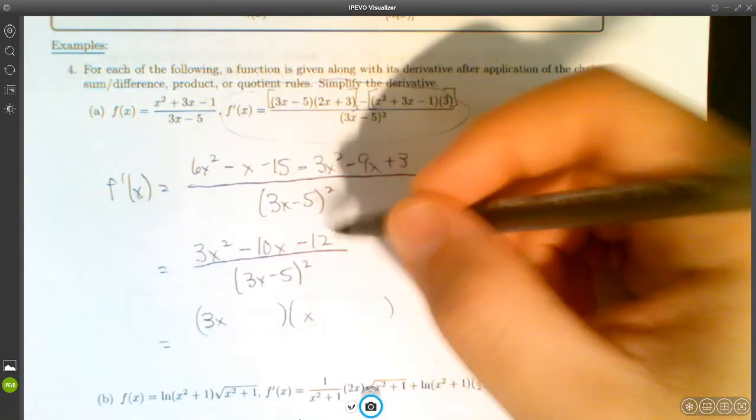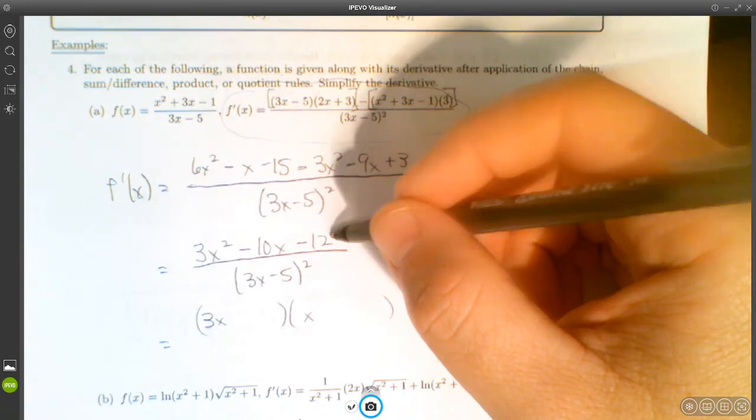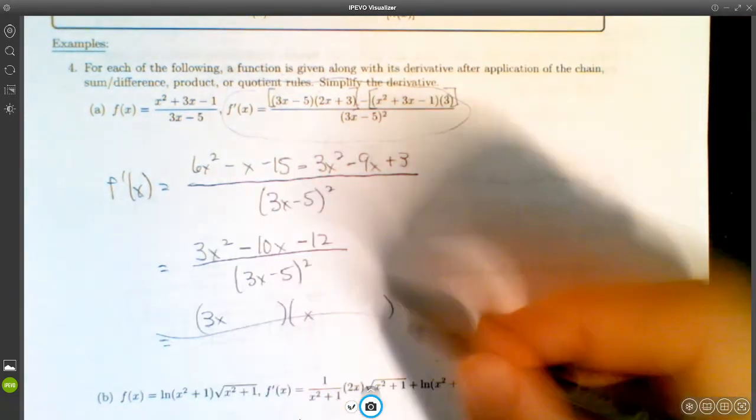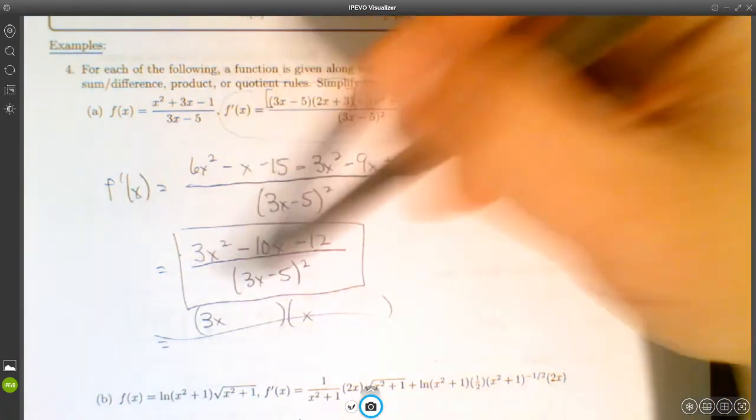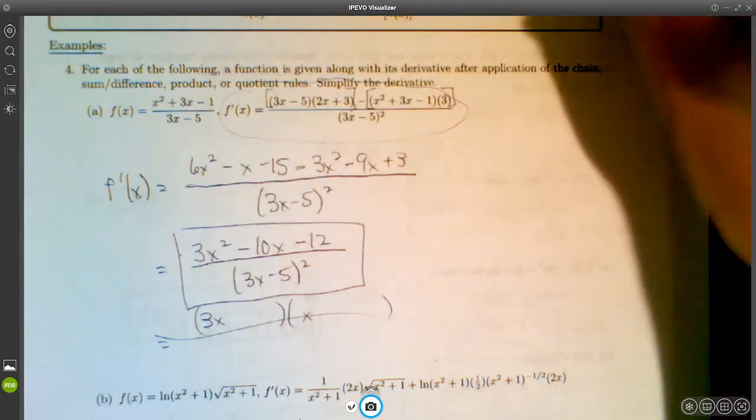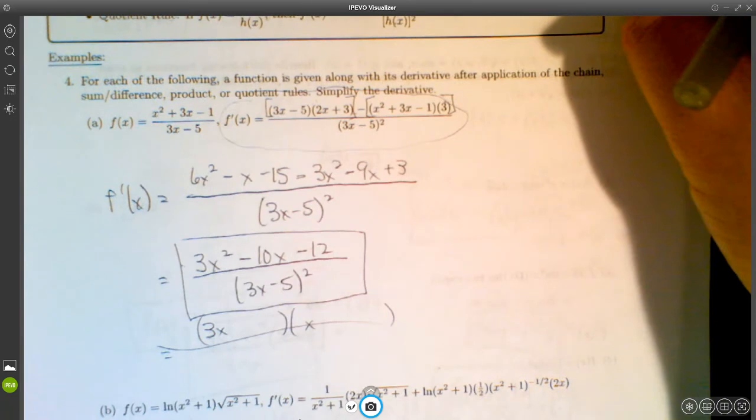Yeah, I don't think this thing factors. 6 and 2, 12 and 1, 3 and 4. I don't think it's going to factor. So I think this is as simplified as this one gets. Okay? That's a little disappointing. I was hoping the numerator would factor and then we'd be able to cancel with something in the denominator, but that's okay. It doesn't always work out like that.